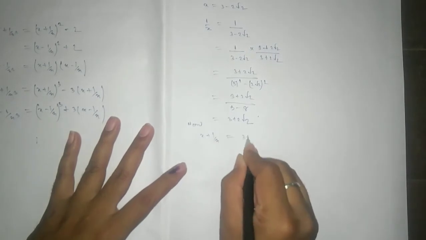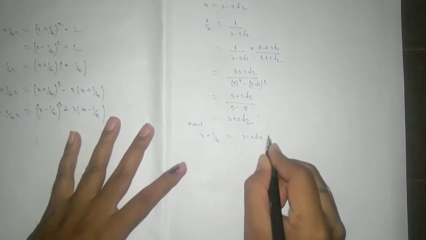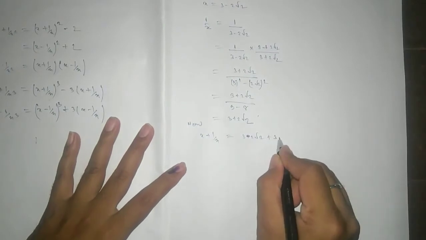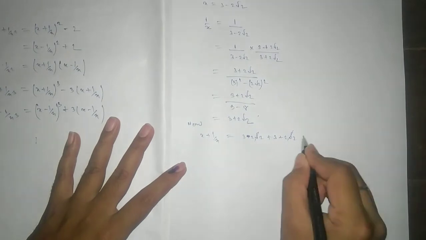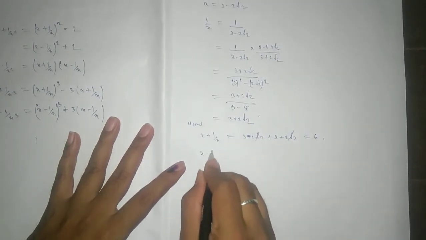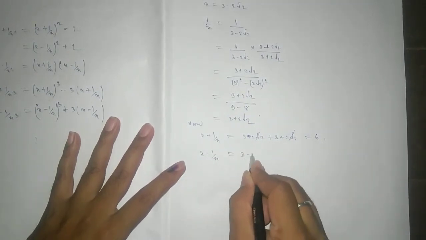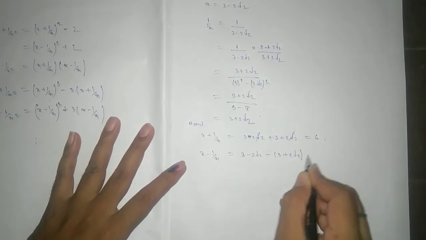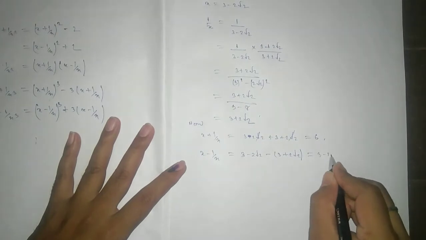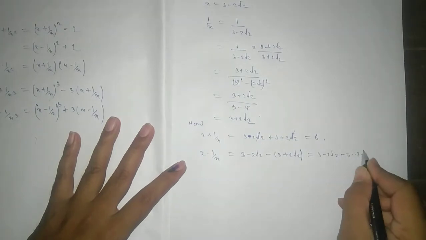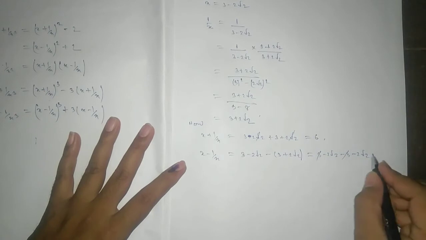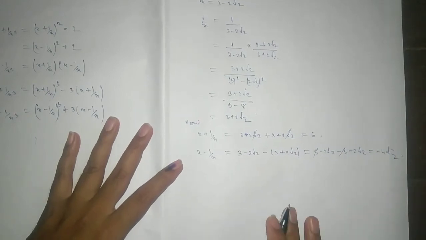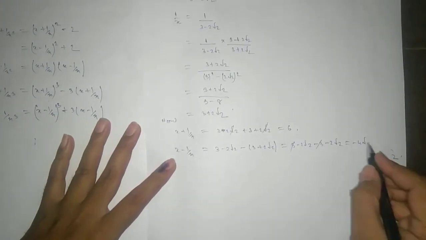Now we'll write x plus 1 by x. So we have x, that means 3 minus 2 root 2, and plus 3 plus 2 root 2. These two cancel, and we get here 6. And for x minus 1 by x, we have 3 minus 2 root 2 minus 3 plus 2 root 2, and we get 3 minus 2 root 2 minus 3 minus 2 root 2. That means 3 minus 3 cancel, and we'll get minus 4 root 2. So here we have the value minus 4 root 2.